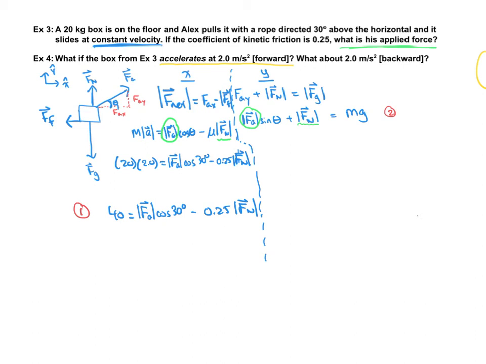Equation 2, fill in the numbers here. So Fa sine of 30. That one's nice. Sine of 30 is equal to a half. Plus the normal force equals mg. So 20 kilograms times 9.8 newtons per kilogram. Yeah, I'll just change sine 30 to 0.5. And then 20 times 9.8 is 196. Okay, so that'll be equation 2.